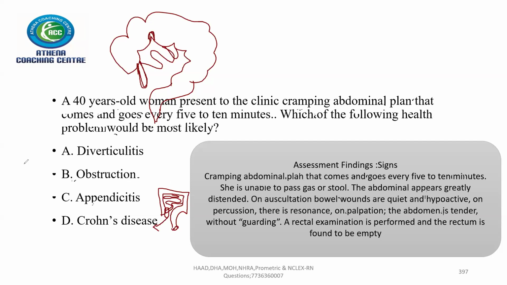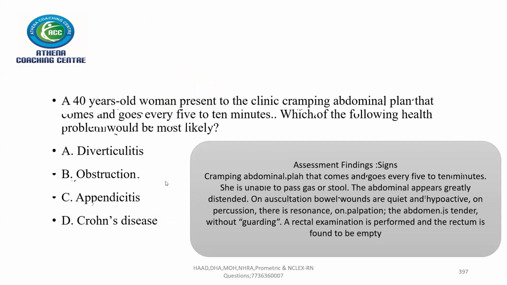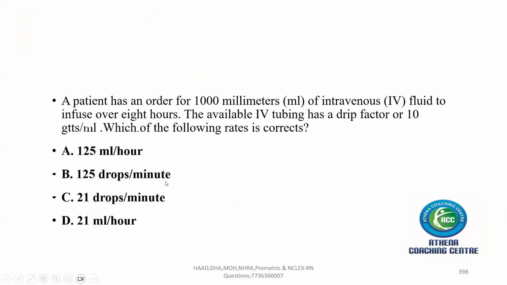So it's clear. Next question. If anyone wants me to explain again, definitely you can ask me. A patient has an order for 1000 ml of intravenous fluid to infuse over 8 hours, and the available IV tubing has a drop factor of 10. Which of the following rates is correct?